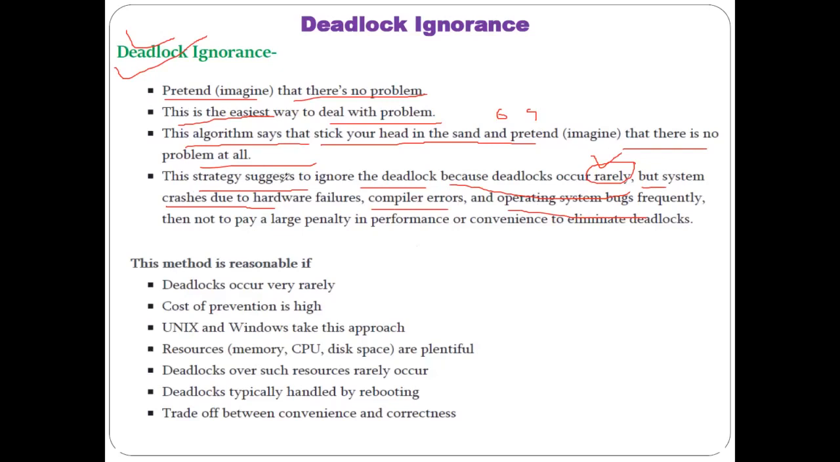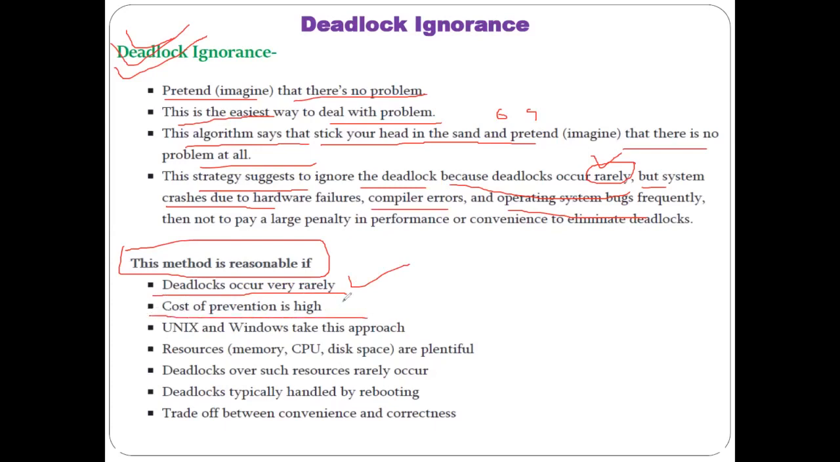You just simply do what? Ignore it by restarting the computer. Understood? And this is the last point I am going to explain: why this strategy is considered a good strategy out of all the strategies. Why is this strategy considered a good or reasonable strategy? Reason behind that, what? Deadlock occurs very rarely.